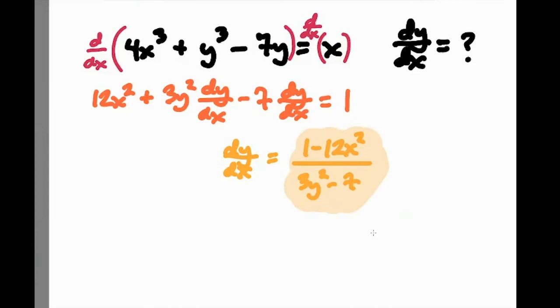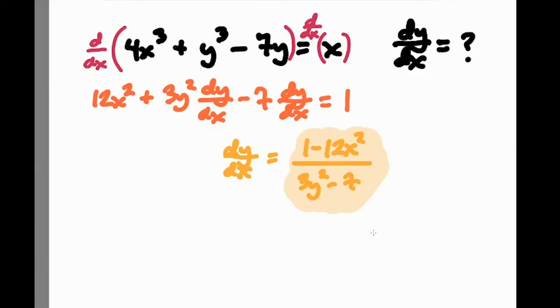Sometimes AP will give you a problem like this and say, on what points does this graph have a zero slope, a horizontal tangent line? How would you answer that? So that original, what's in black at the very top, the 4x cubed plus y cubed minus 7y equals x. If I said, where does that equation have a horizontal tangent line? What would you do? Where's the slope 0? Go.